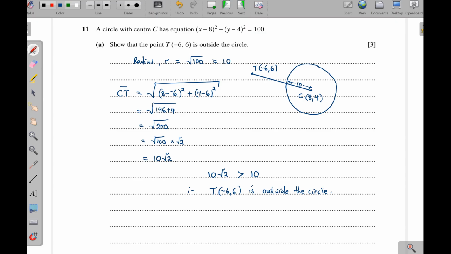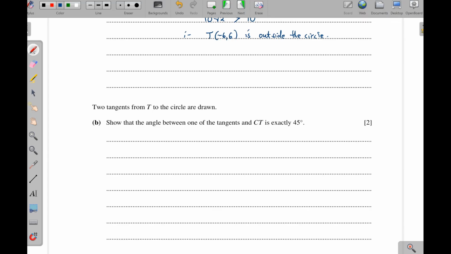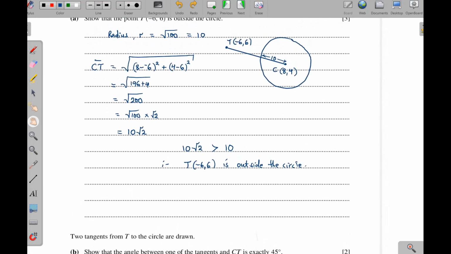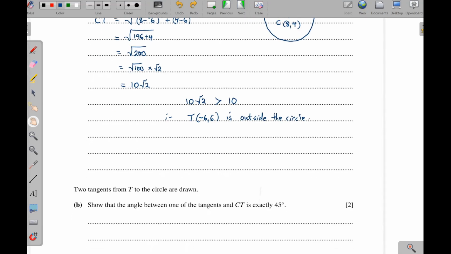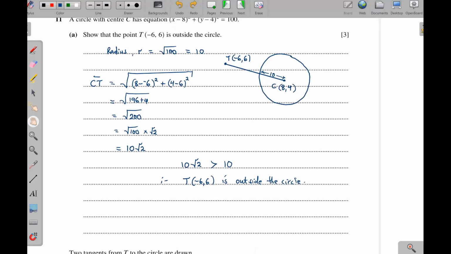So that is that. Then 2 tangents from T to the circle are drawn, but show that the angle between one of the tangents and CT is exactly 45 degrees. Now, we have a tangent. So I can have this, and then I draw a tangent like that. Like that. You see?